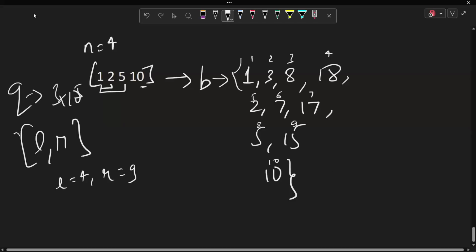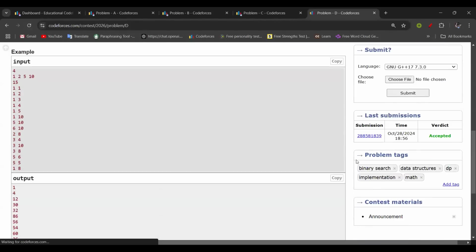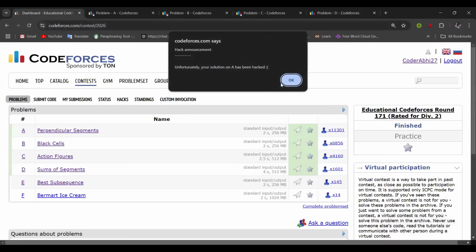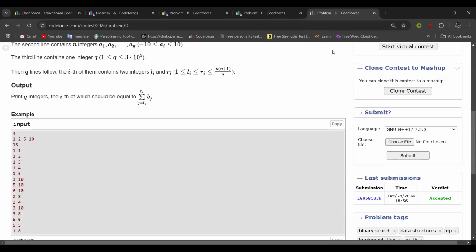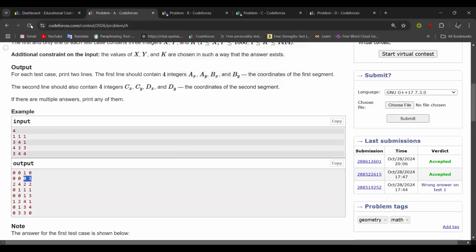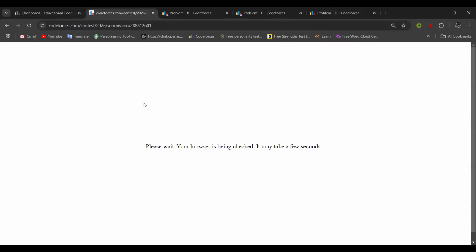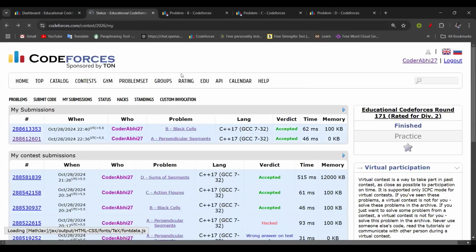Let me just check. One of my solutions got hacked. Which one is that? Solution A. Okay, sorry. I think the solution that I explained to you would have been okay. The solution that I gave you for A is okay. What I submitted in the contest got hacked.